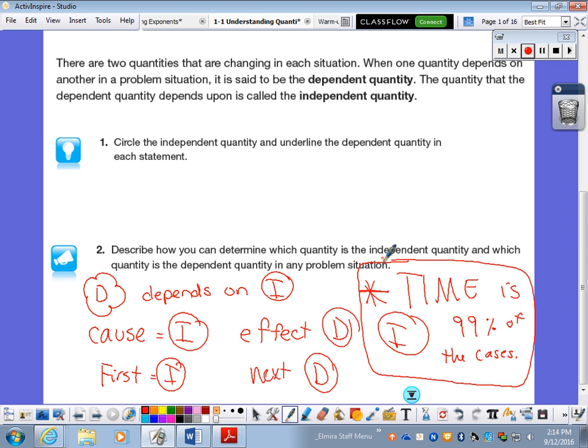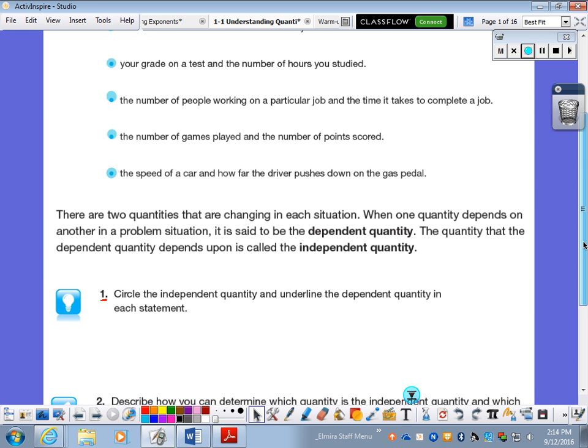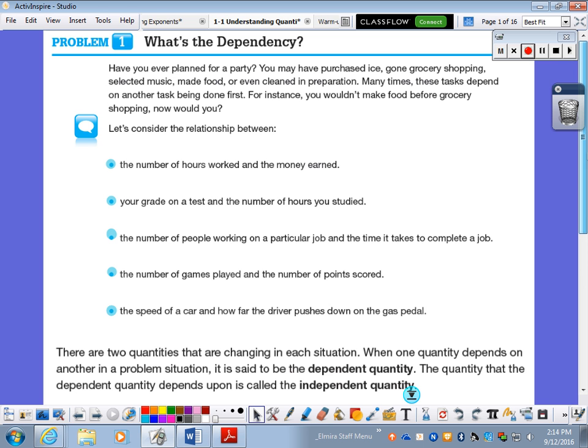Now we're going to go back and look at number 1 here. The directions say to circle the independent quantity and underline the dependent quantity in each statement. I'm going to modify that a little bit and use color highlighter. That's what we're doing in class. So we're going to pick a couple highlighters to use. The situations are up here.